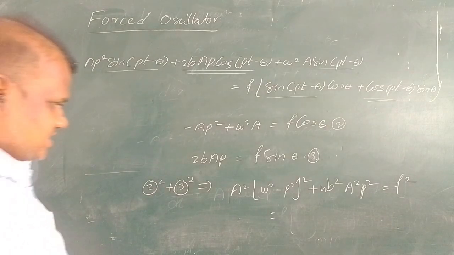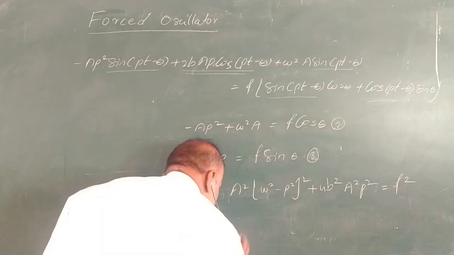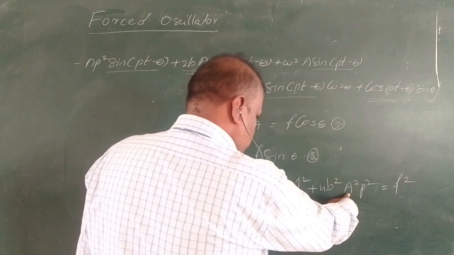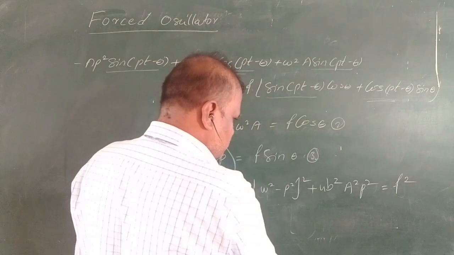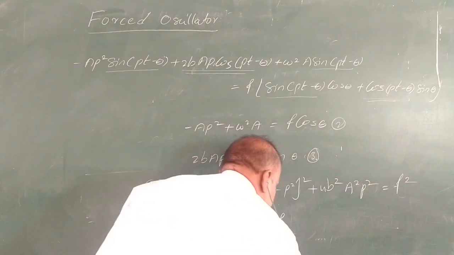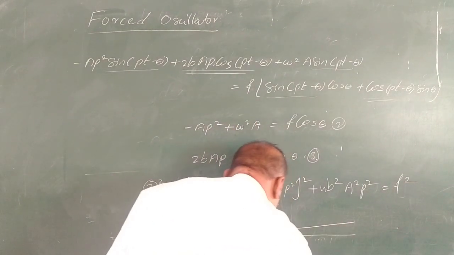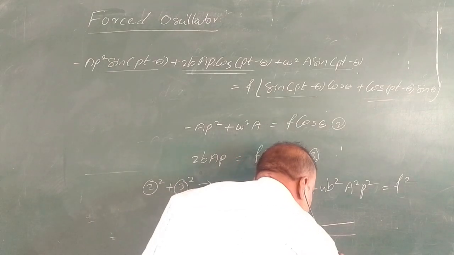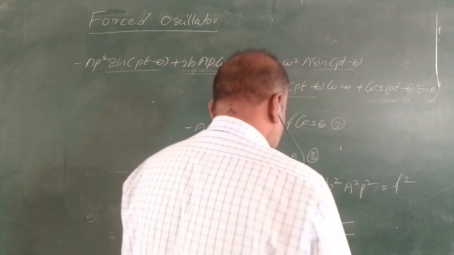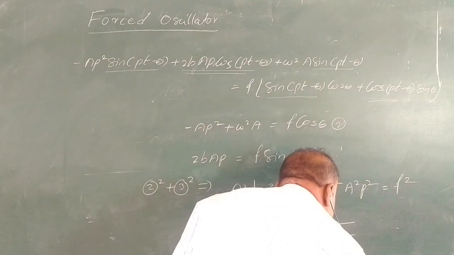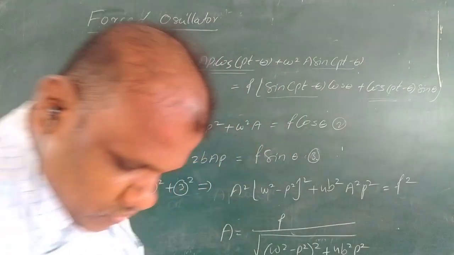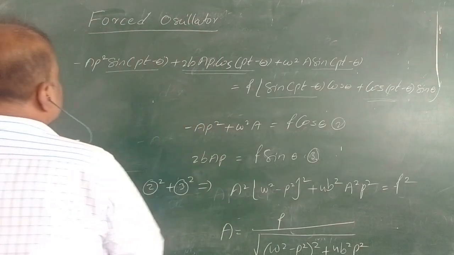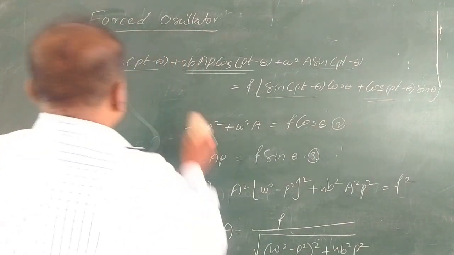From this equation I would like to get the amplitude. In both terms we have a square, so you can take a square as common. So capital A is small f divided by the square root of (omega square minus p square) whole square plus 4b square p square. This is the resultant amplitude of the forced oscillator.